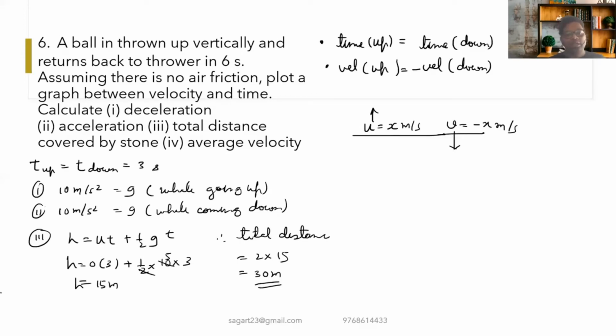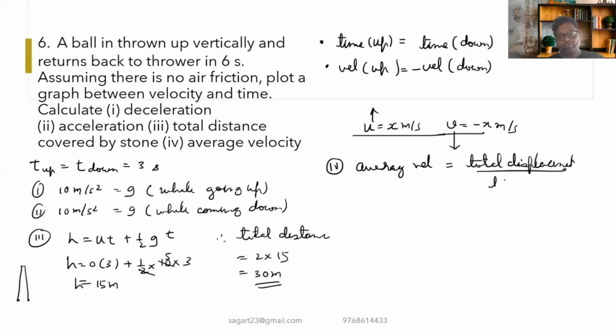Okay, do you understand that? It took 15 meters to go up and 15 meters to come down. Okay, if they had asked total displacement, then the answer will be 0. Average velocity is total displacement upon time, and total displacement is 0, so the average velocity will be 0.